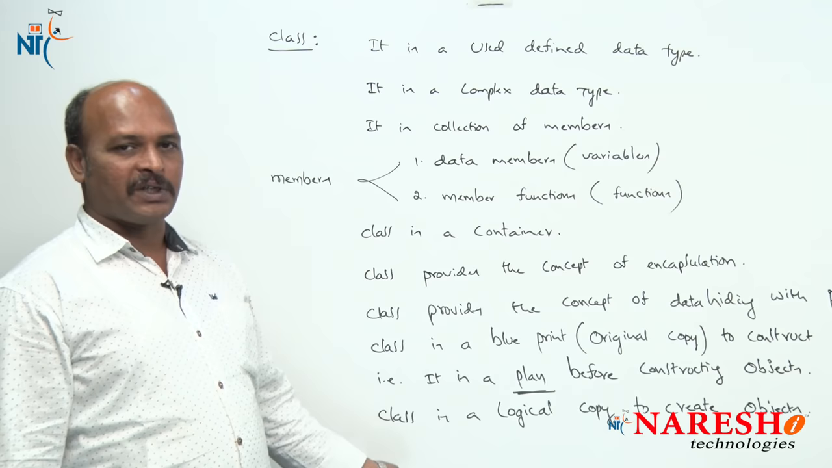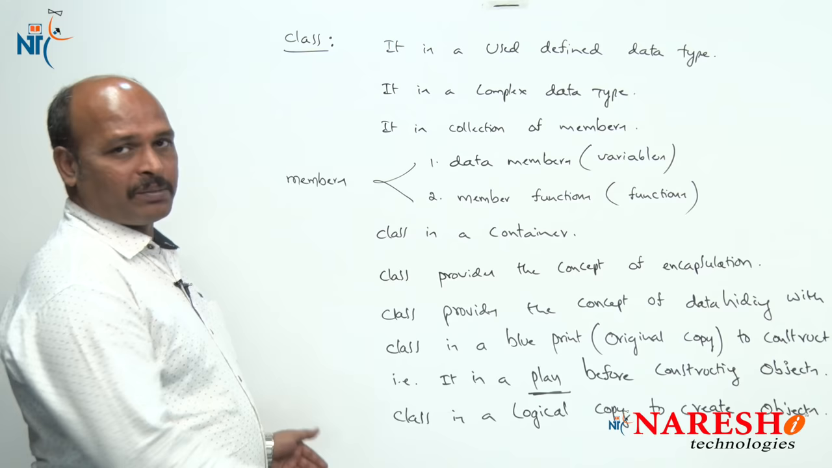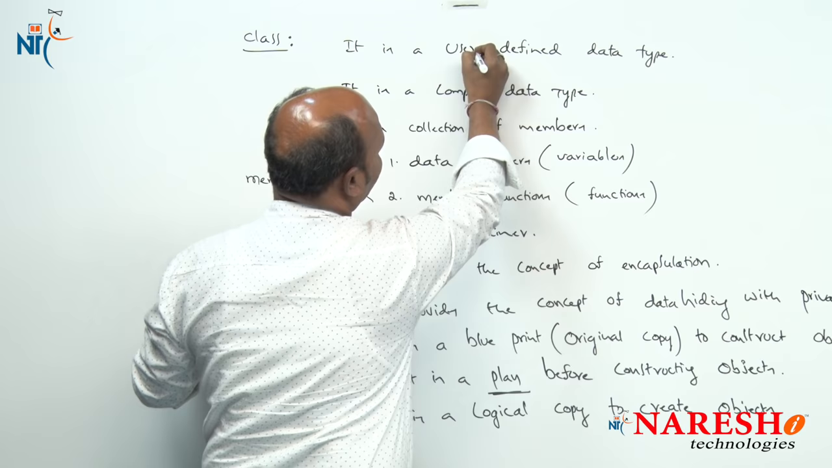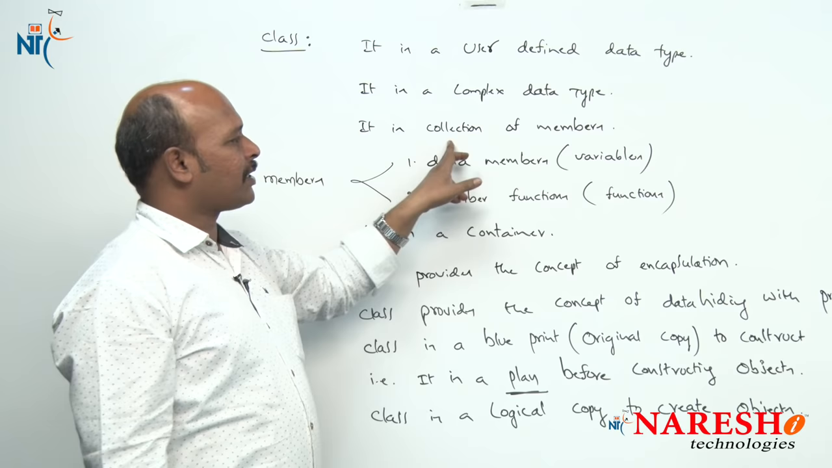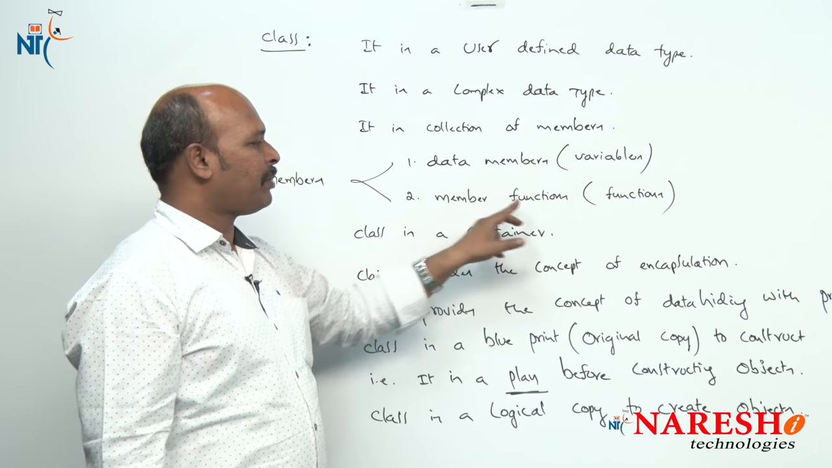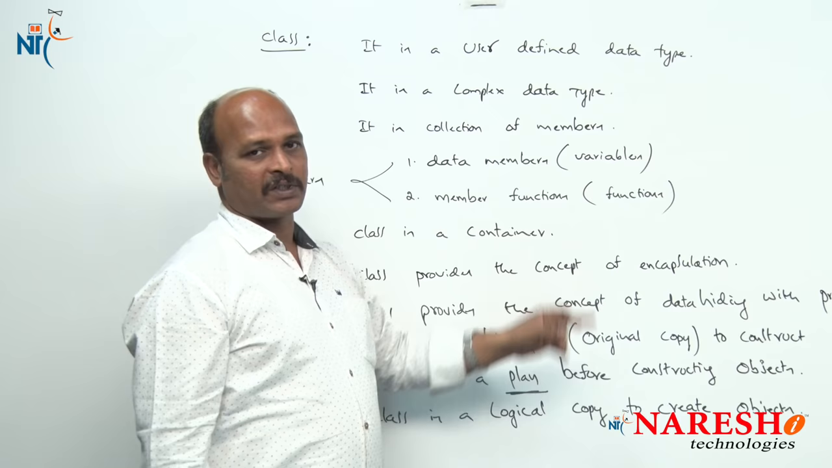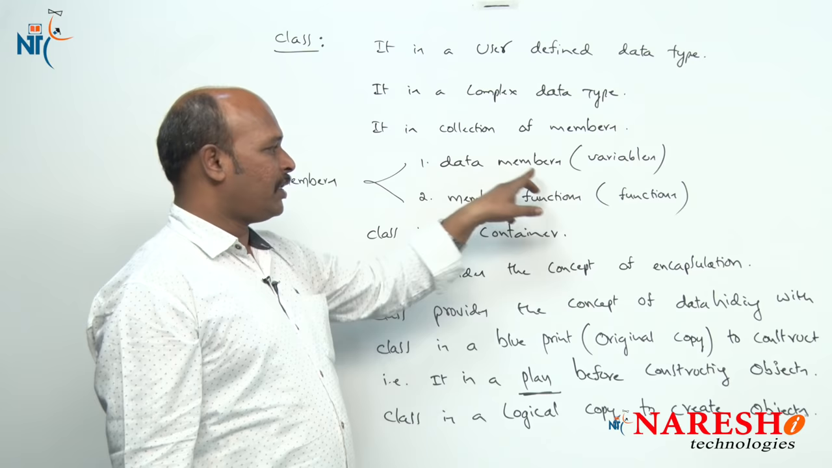Now these are the important features of a class. That means what a class is and what a class provides. Class is a user defined data type. Next, it is a complex data type. It is a collection of members. What members are available? Data members and member functions. Variables that are declared inside the class are called data members, and the functions are called member functions. That's why class is nothing but a container which contains both data members and member functions.